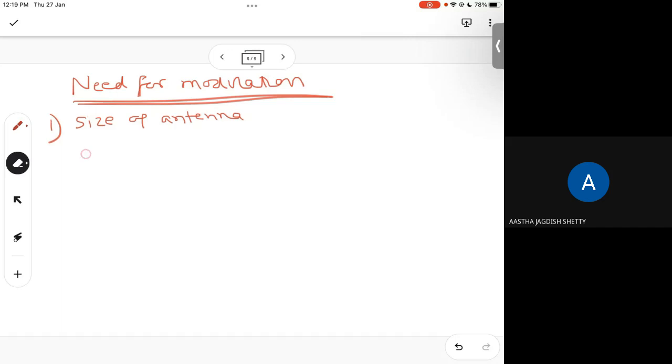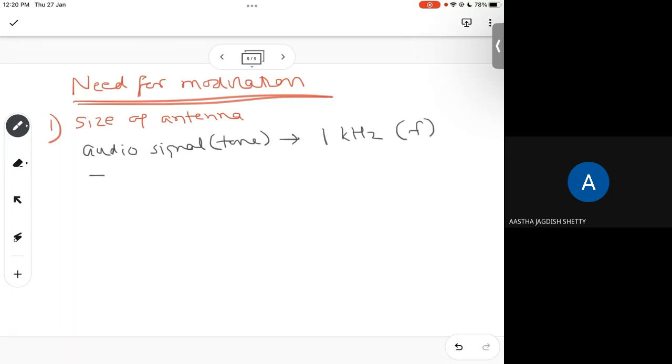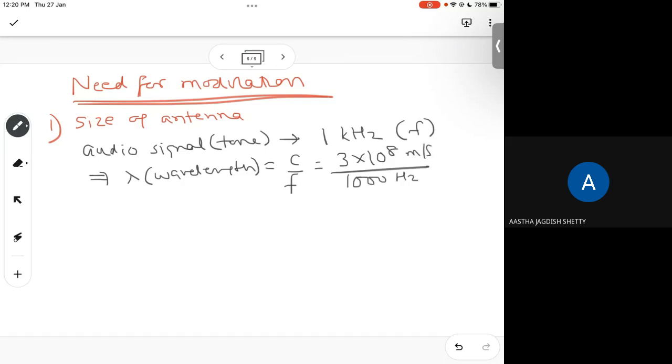Let's say I got an audio tone. Sometimes we use the word tone also for the signal of, let's say, 1 kilohertz. That is the typical audio signal, 300 hertz to 3000 hertz and so on, which you have seen are the voice frequencies. Now here, this is my frequency. And for this signal, your lambda, which is what we call the wavelength, is written as C over F. C is 3 into 10 to the power 8 meter per second, and F becomes 1000 hertz, or per second.